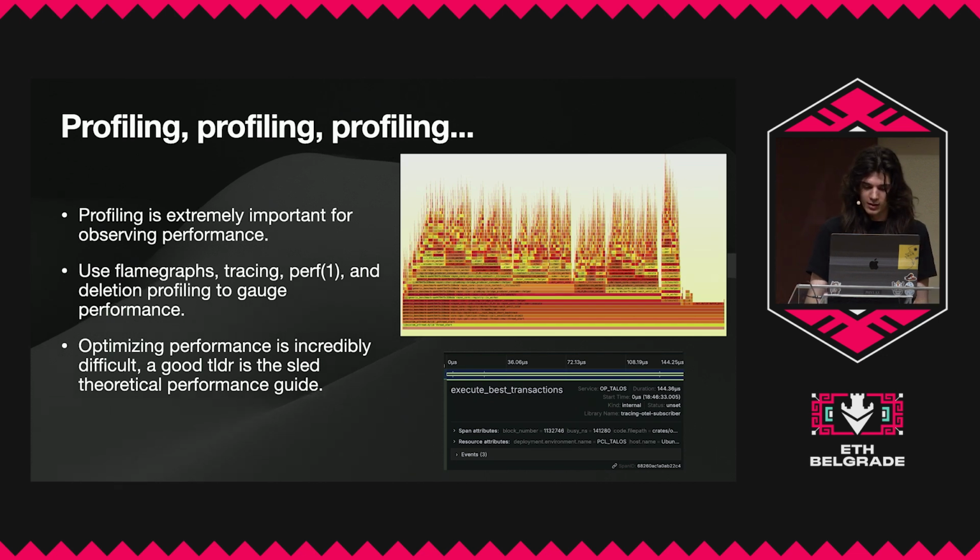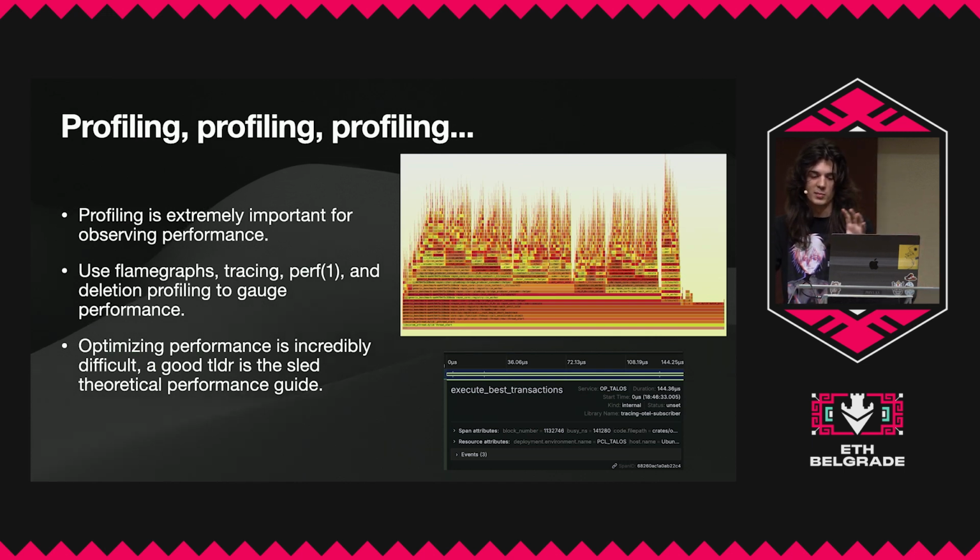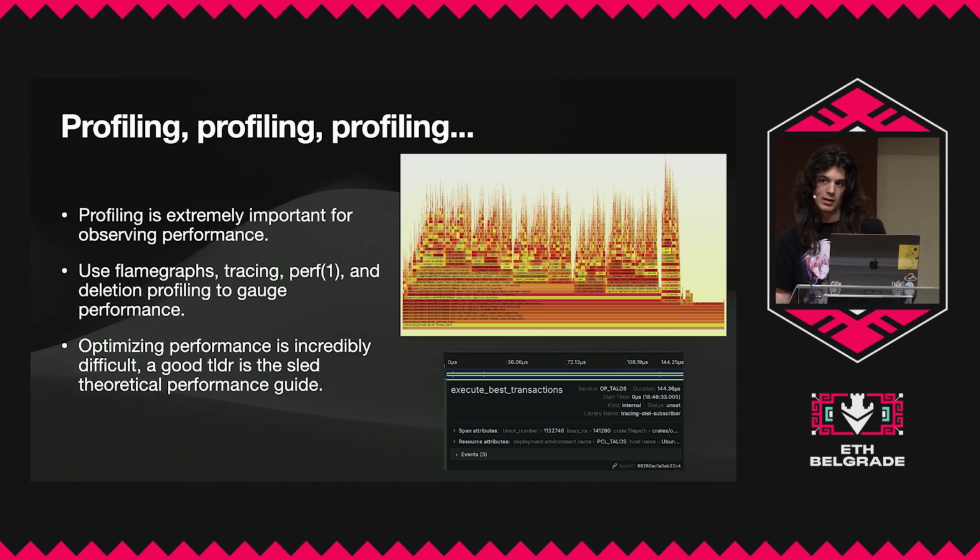So we could be here all day discussing the intricacies of how to optimize software, how to optimize data layouts, caches, whatever. But to make it short, I recommend reading the Sled Theoretical Performance Guide. It's an amazing TLDR of what you need to actually focus on when you're dealing with IO-bound systems and how you are supposed to benchmark them.